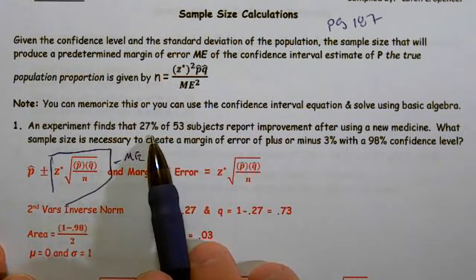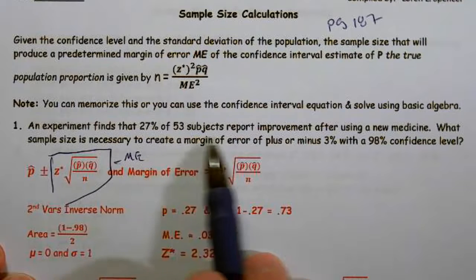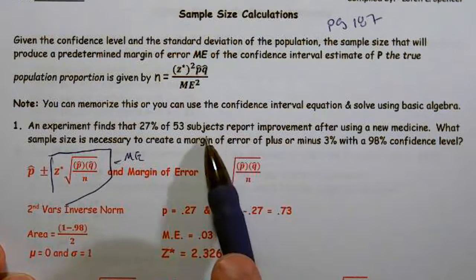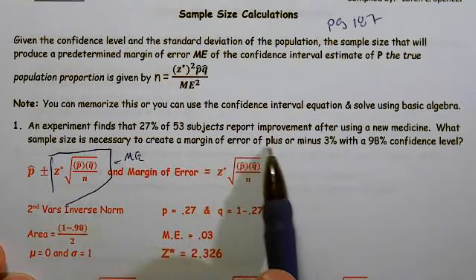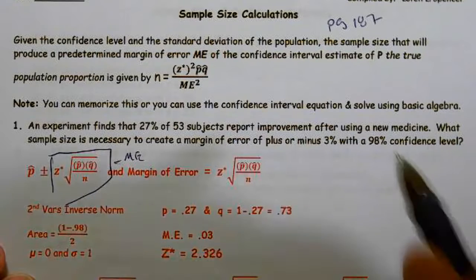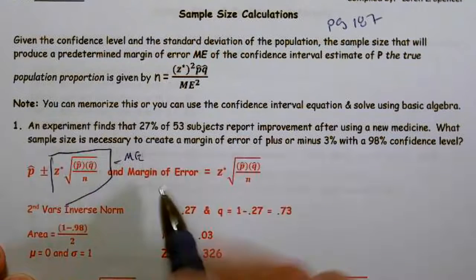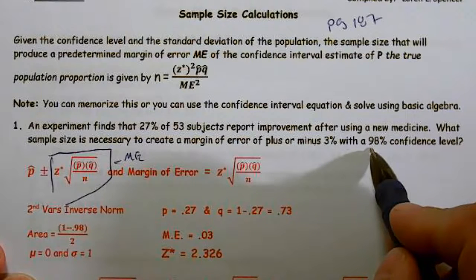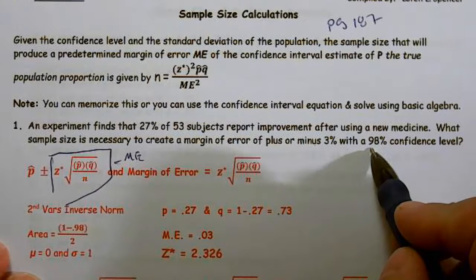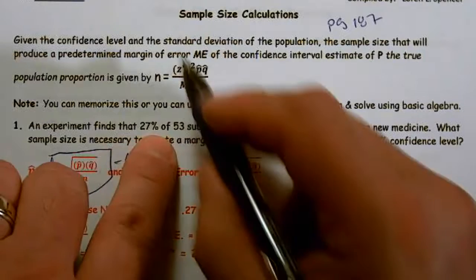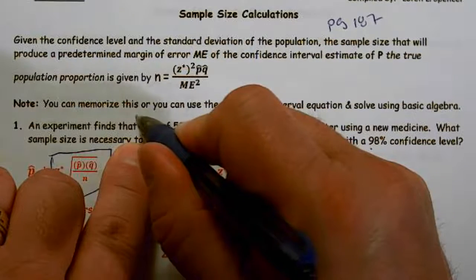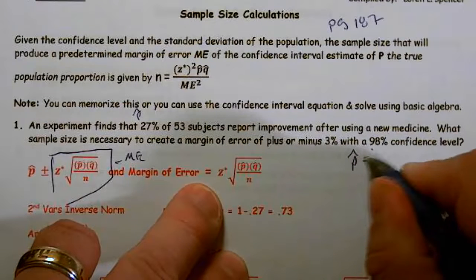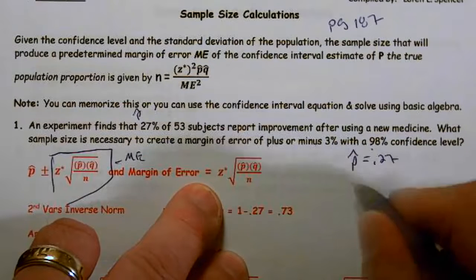So an experiment finds that 27% of 53 subjects report improvement after using a new medicine. What sample size is necessary to create a margin of error of plus or minus 3%? So they're telling me that we want to use a margin of error plus or minus 3, a confidence level of 98, and 27%. This is the old N, but this right here is P hat. That's a very important number. So P hat equals 0.27.